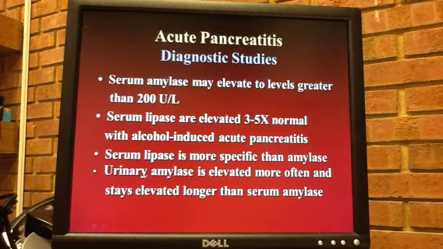Urinary amylase is elevated more often and stays longer elevated than does serum amylase. That's another diagnostic finding.